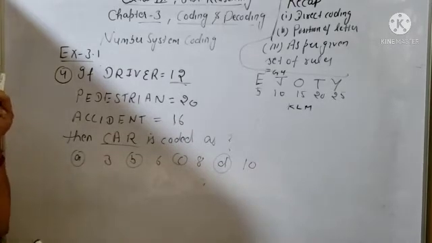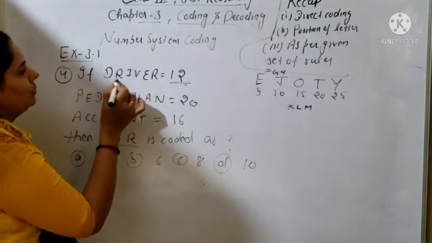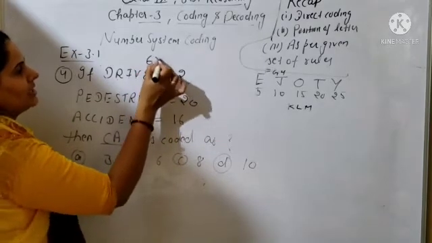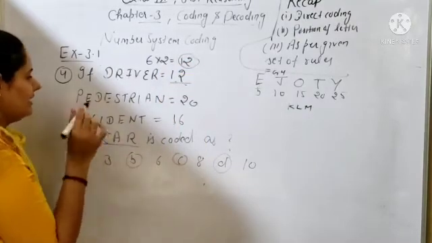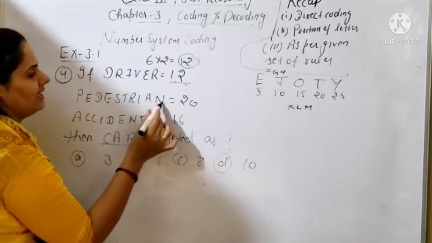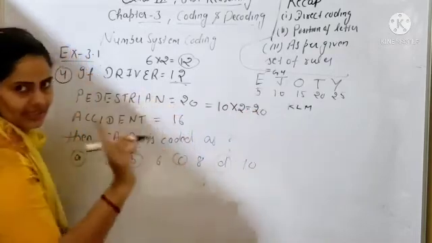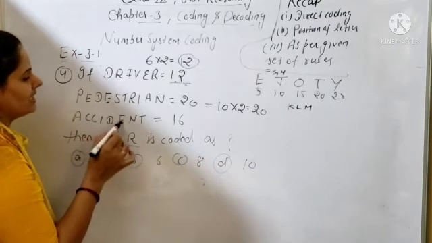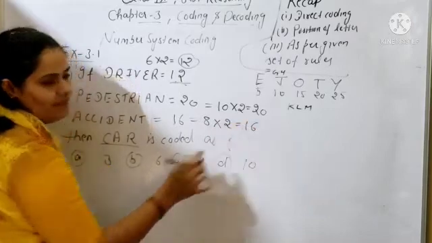Simple, beta. First you will check how many letters are there in DRIVER. 1, 2, 3, 4, 5, 6. Six letters and you are getting 12 here. So 6 multiplied by 2, you will get the answer 12. Clear? Now we will check the second one. 1, 2, 3, 4, 5, 6, 7, 8, 9, 10. Total letters are 10. 10 multiply 2, you will get 20. This is also correct. Third one also you will check. 1, 2, 3, 4, 5, 6, 7, 8. Total letters are 8 and 8 multiply 2, you will get the answer 16.